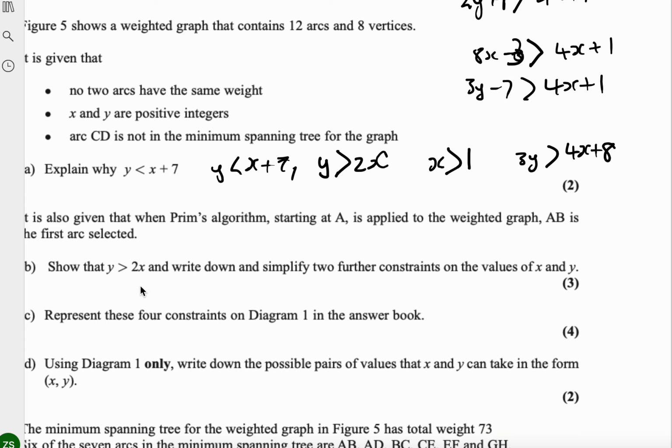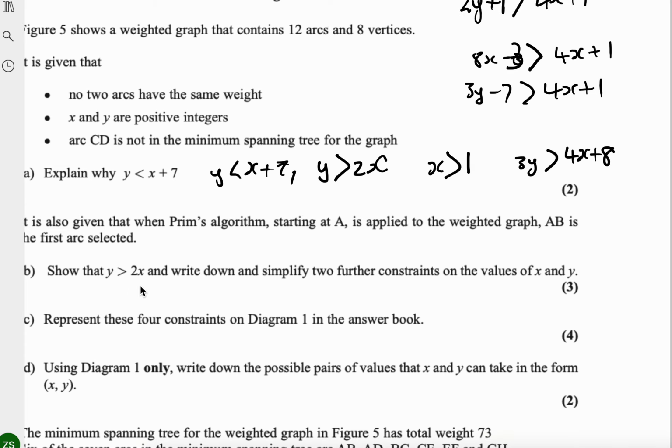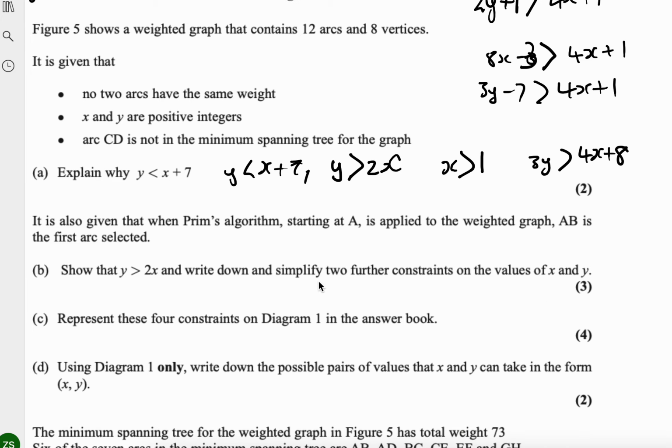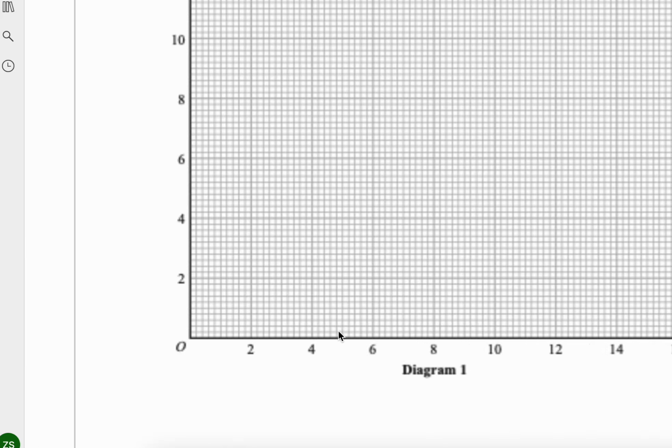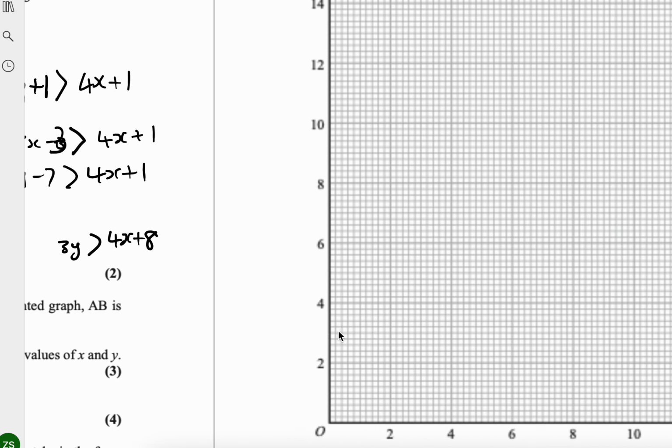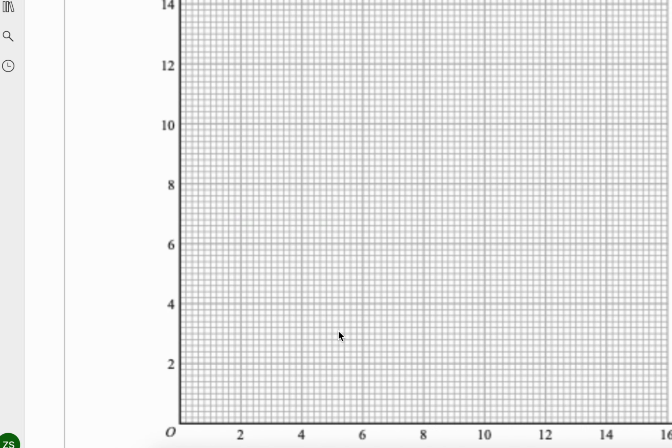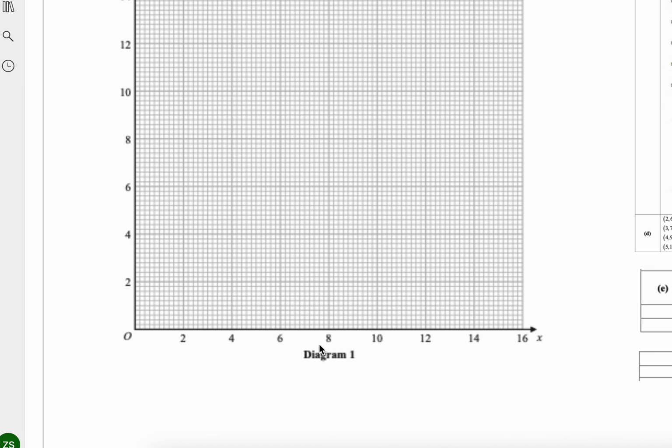Hang on. Go back. Yeah, so that's the constraint, that's B. Okay, represent these 4 constraints on a diagram in the book. Okay, so we know x is bigger than 1. That's an easy one. Let's do that one first.